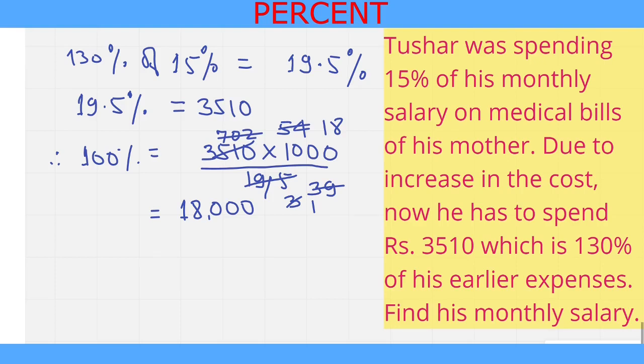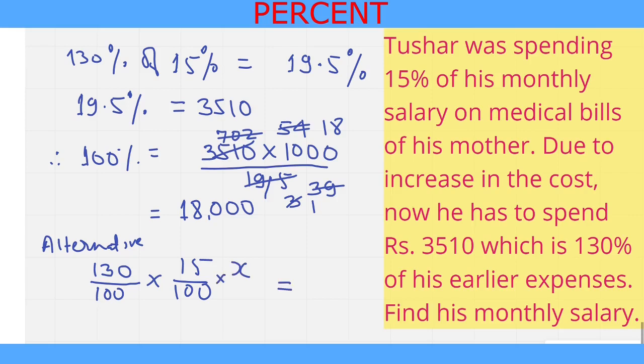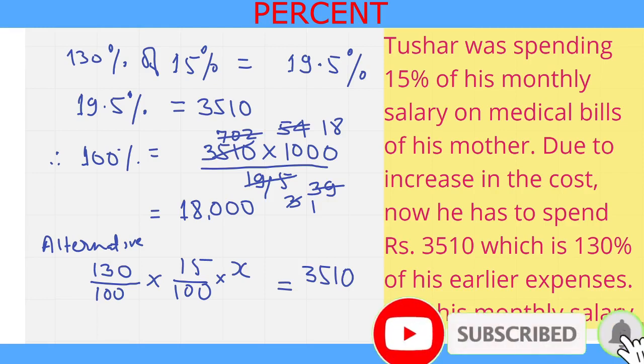Now we can solve it by another method. It is given that 130% of 15% is 3,510. So we straightaway do it by the alternative method. 130% is 130 upon 100, of 15% is 15 upon 100, of his salary, say X, equal to 3,510. We have to find the value of X here.